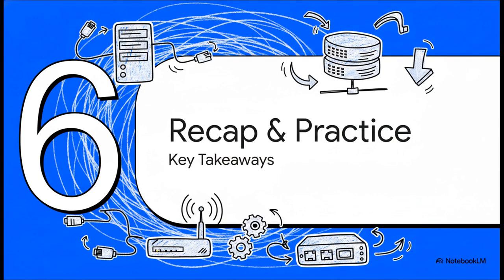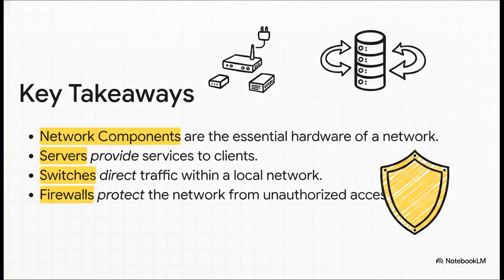Okay, I know that was a lot of information, so let's boil it all down to the absolute must-know points. Seriously, if you're revising for an exam, this is the part to really tune in for. Let's do a quick run-through. Number 1. Network components are the essential hardware of any network. Number 2. Servers provide services to clients. 3. Switches direct traffic inside a local network. And 4. Firewalls protect that network from threats. If you can remember those 4 points, you have got the foundation totally covered.